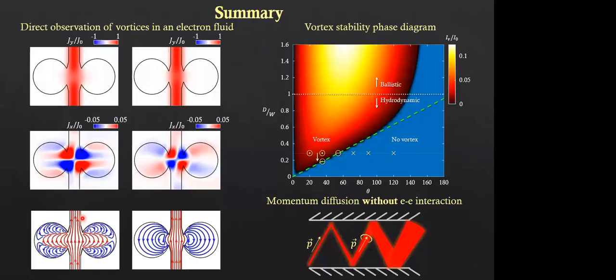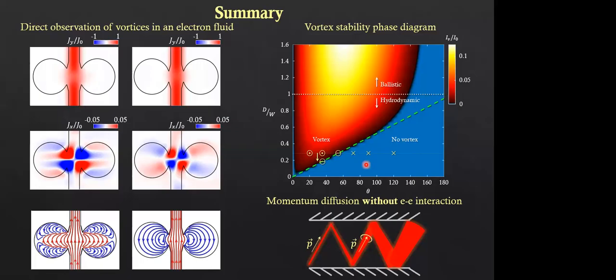So from these four signatures, one is the direct observation of the vortices. Two, the angle at which the transition occurs. Three, the two vortex state, and four, the linear behavior of vortex to laminar transition, we can finally say that we directly observe electron vortices in tungsten ditelluride, and we are in a hydrodynamic regime.